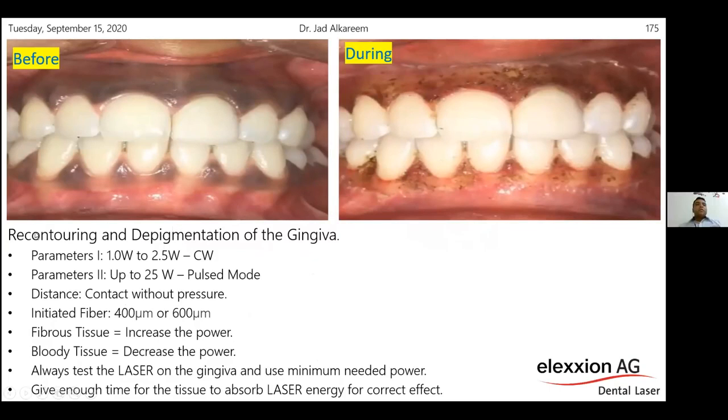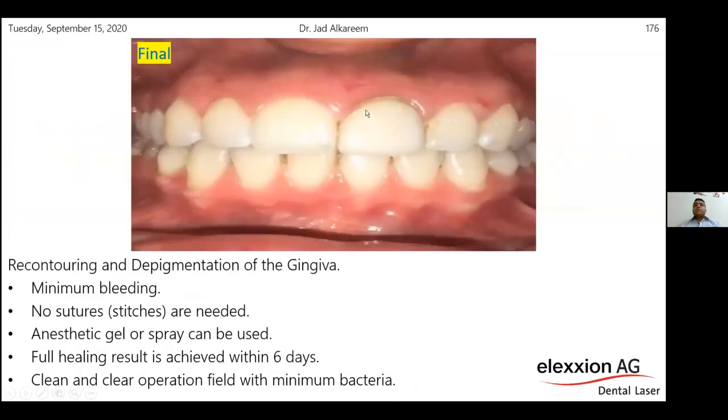Here is another case of recontouring and depigmentation of the gingiva. This is the picture before. During the treatment, you can see there is no carbonization at all. The laser used was 808 because it has a better absorption into the melanin. And this is the final result after 6 days.